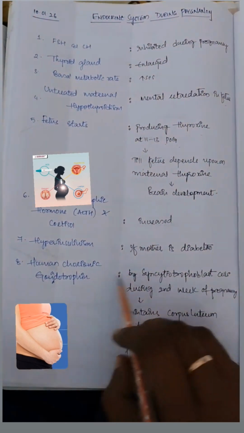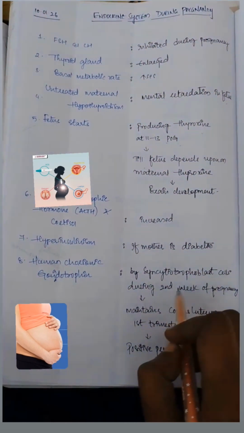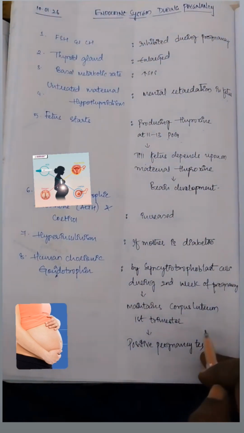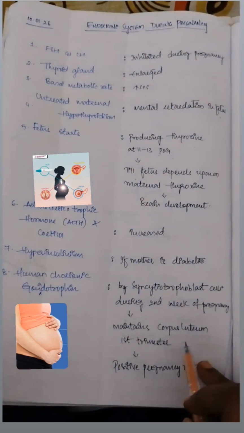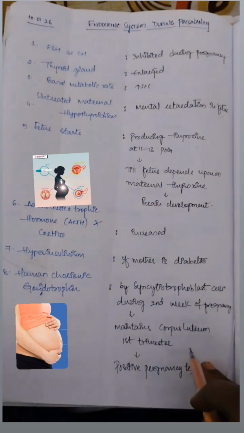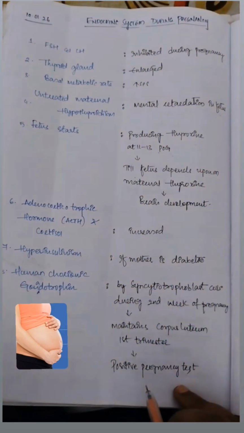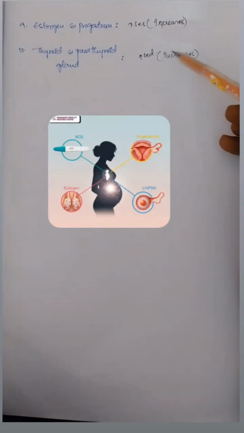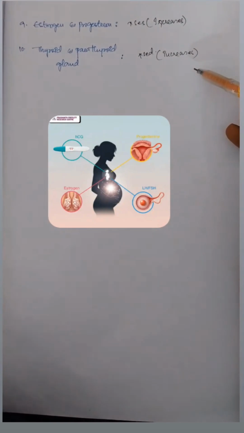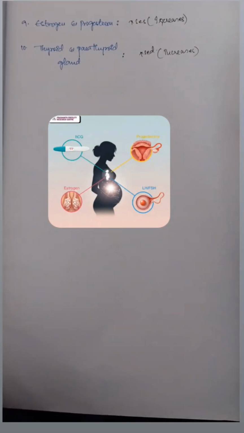Human chorionic gonadotropin is secreted by syncytiotrophoblast cells of the placenta during the second week of pregnancy and maintains the corpus luteum during the first trimester, and it is responsible for the first pregnancy test. Estrogen and progesterone hormones increase, and thyroid and parathyroid gland activity also increases.